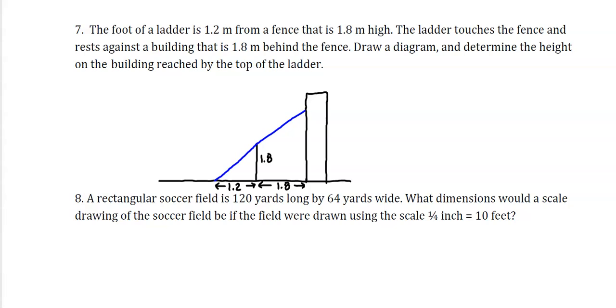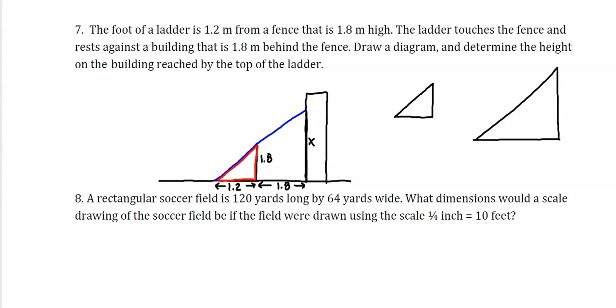Draw a diagram to determine the height on the building that it reaches. So we need to find how high up this ladder actually can reach. So we have overlapping triangles. I always suggest with these, it's easier to separate them, get both pieces, and it's a little easier to see. So my small one, let's make this red.